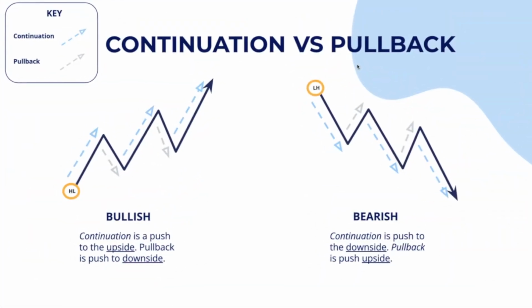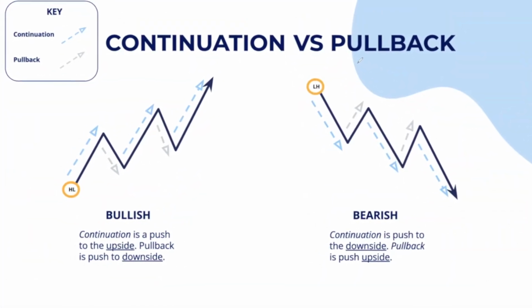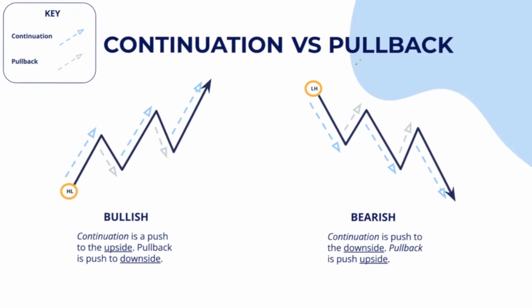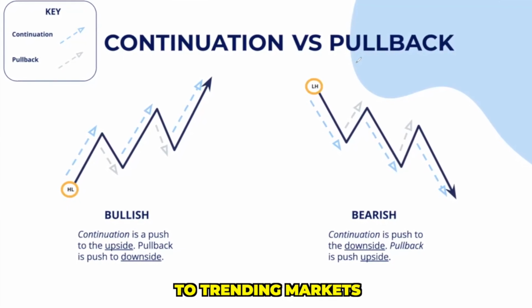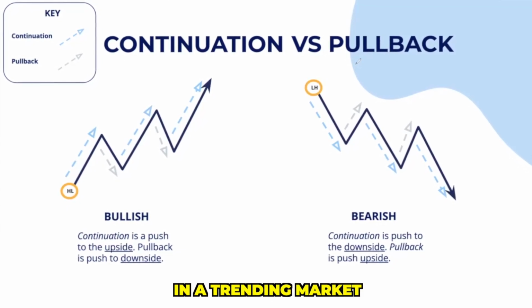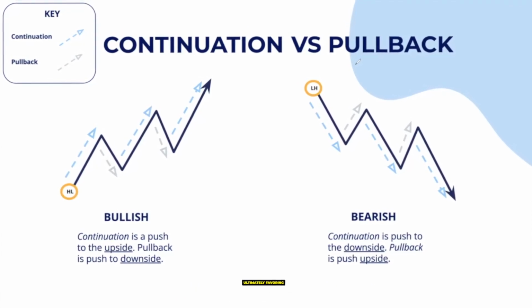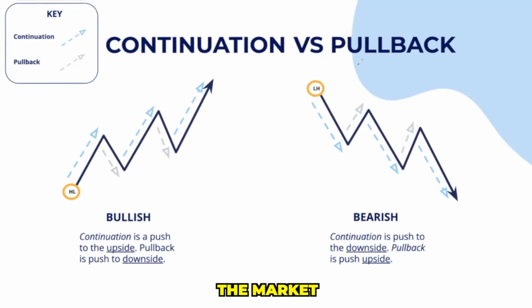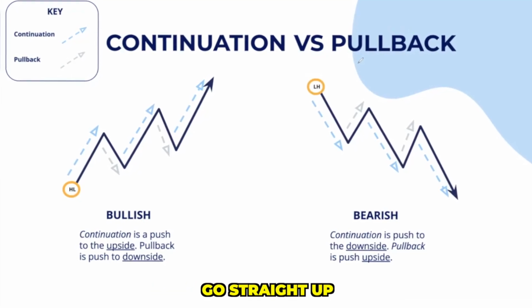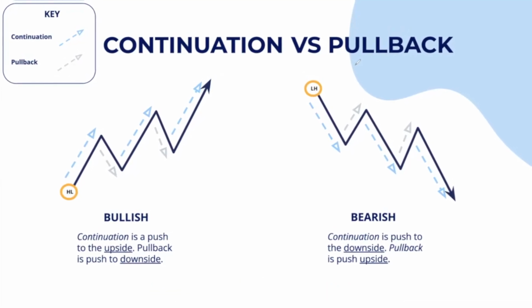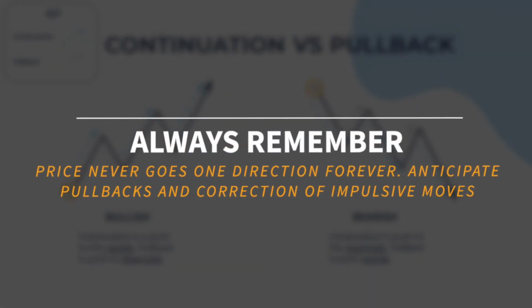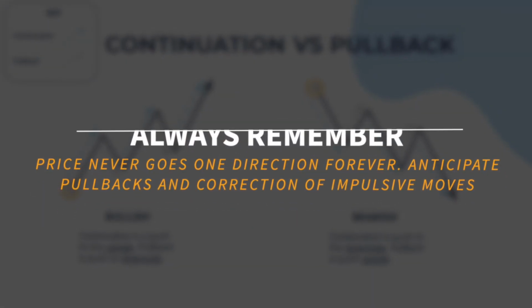The last concept you want to understand is continuation phase versus pullback phase. This concept is strictly relevant to trending markets. In a trending market, you want to see either price make new highs or lows, ultimately favoring one direction of the market. However, price never just goes straight up or straight down. That means that there will always be both directions playing out, but one side will dominate.